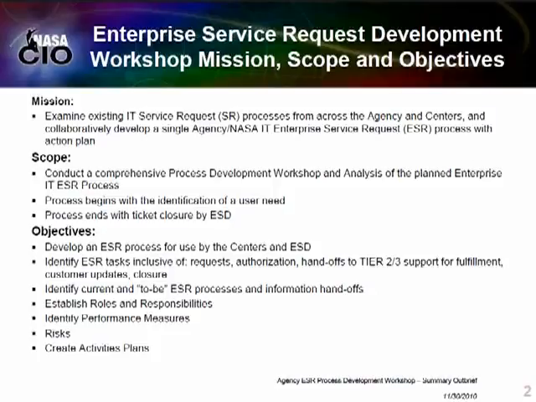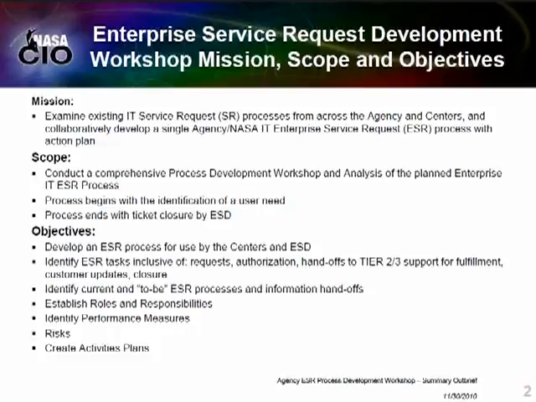So among the scope, what we did was we looked at the comprehensive process development. We looked at, again, analyzing how we do it today, but most importantly, how we need to do it in the future. We recognized that the process really begins with the identification of a user need, and then it ends with the closure of a ticket by the Enterprise Service Desk. A couple of the objectives, I mentioned agency-wide. So we recognize that each of the centers does service request management today, and they probably do a very good job of it. But agency-wide, we need to come to agreement on all the little nuances and incorporations that have to be there for it to work successfully across the environment.